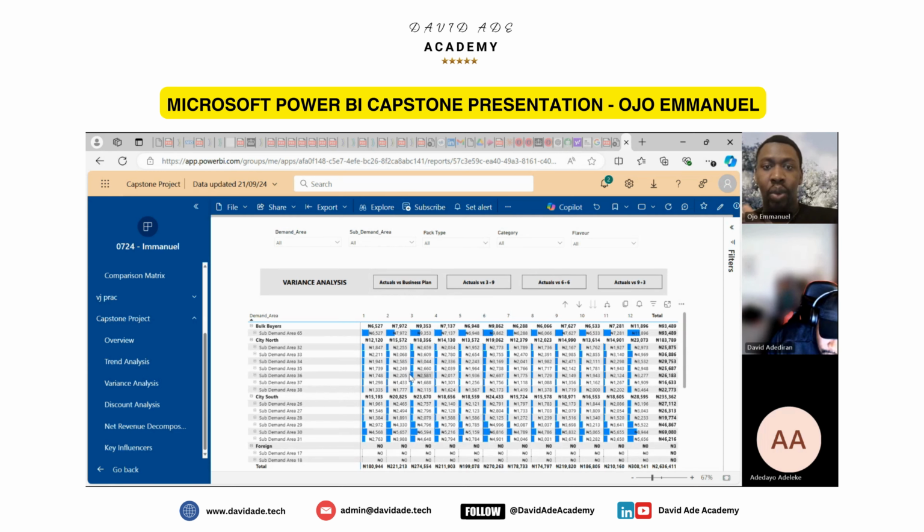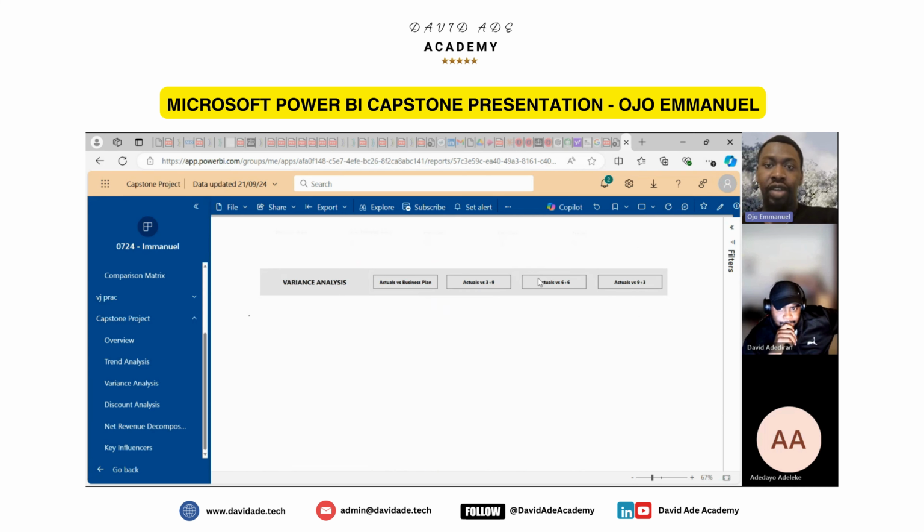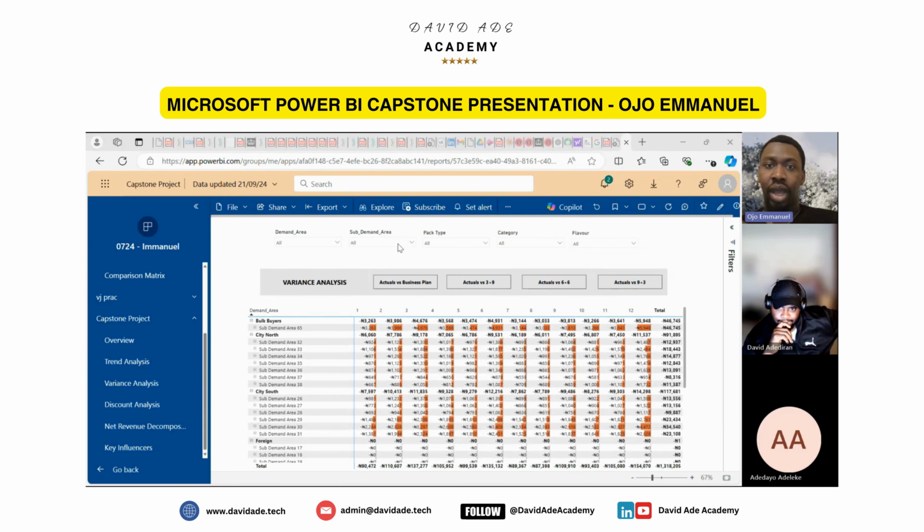We can see that during the third month, we made profits, which I also used color coding to show that yes, there's a profit in this month. If you also look at the actuals versus 6 plus 6, we can also see that we made profits in this month. Then if we look at the actuals versus 3 plus 9, we can also see here that there were drops in sales. So we made significant losses in some key areas, some demand areas, and some sub-demand areas.